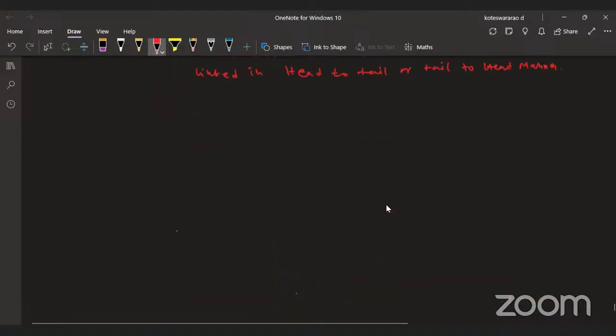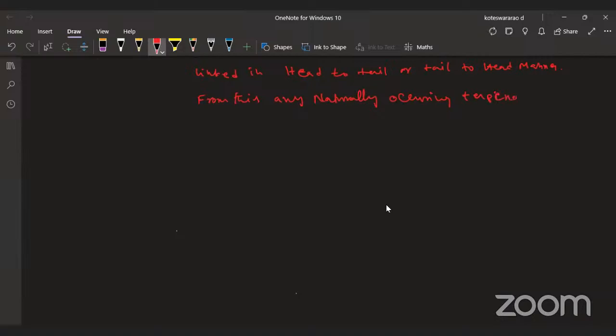From this, in naturally occurring terpenoids, isoprene units are linked head to tail, which is known as the special isoprene rule.